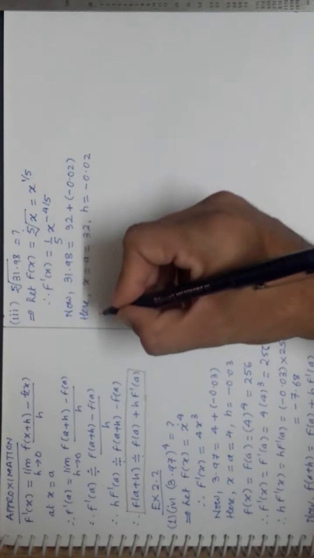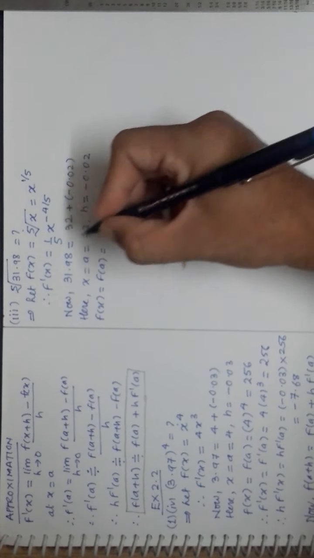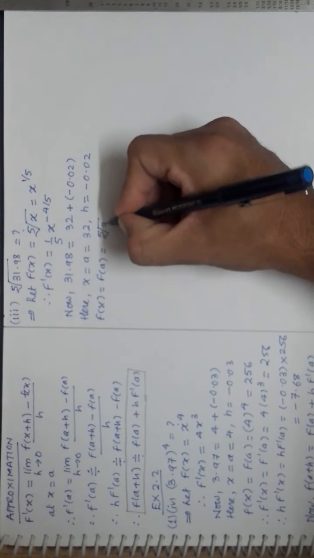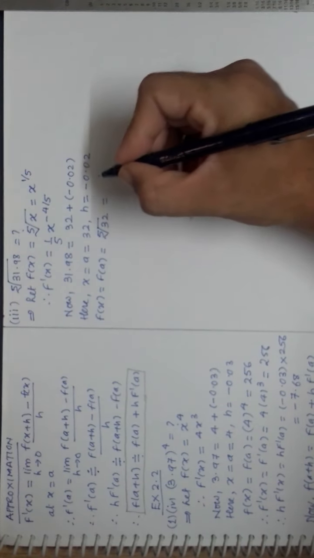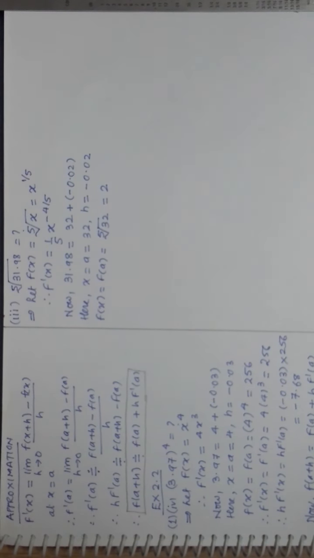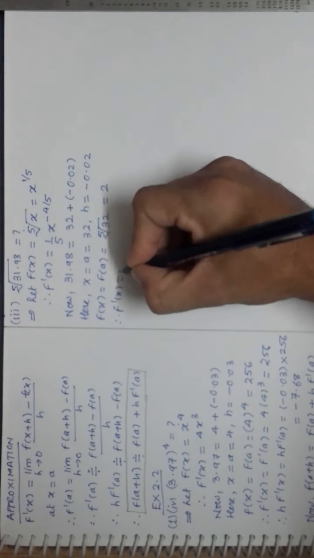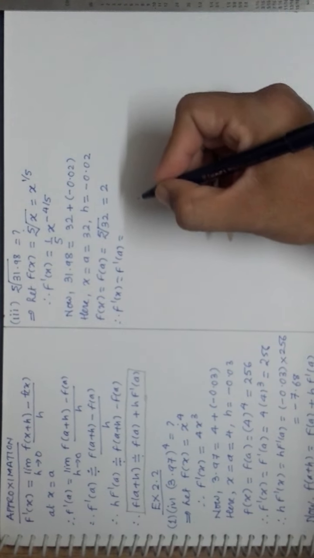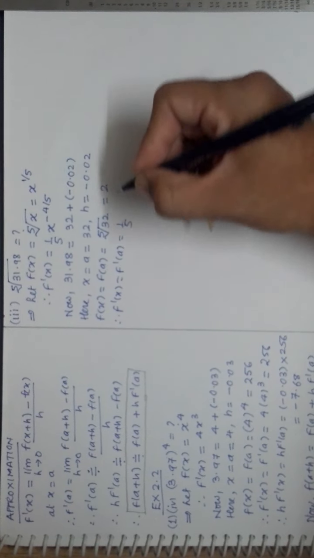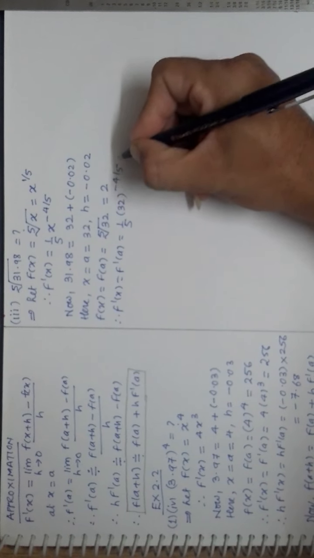Then according to the formula, you require the function of a. The function of a is defined as the fifth root of 32, and the fifth root of 32 is 2, I suppose. Yes, 2, correct, 5 times 2. Now I require f dash x, which is nothing but f dash a. So f dash a is 1 by 5 times 32 raised to minus 4 by 5.